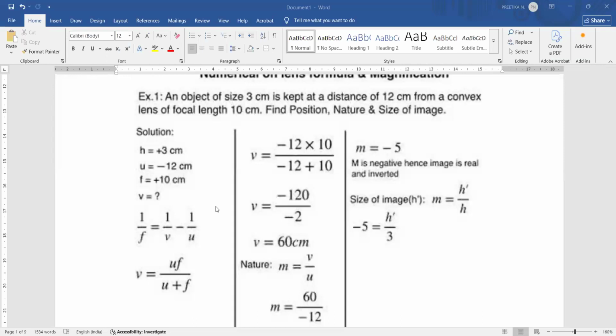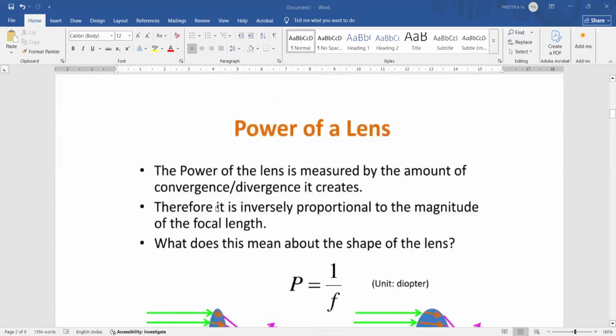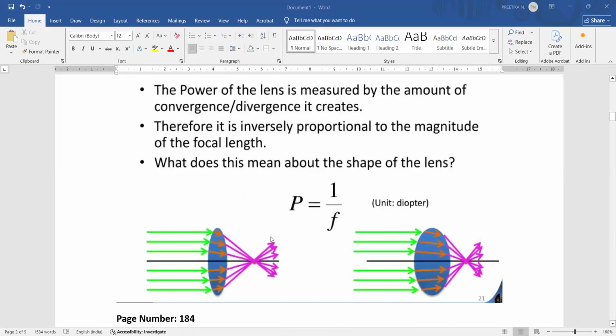There will be many more numericals like this that we'll be doing in the back exercise also, or otherwise too. But for now, I'll be tackling the next concept, which is the last concept of your chapter, called the power of the lens. Look at the picture being shown on the screen, and anybody who can figure out what is the difference between the two diagrams.